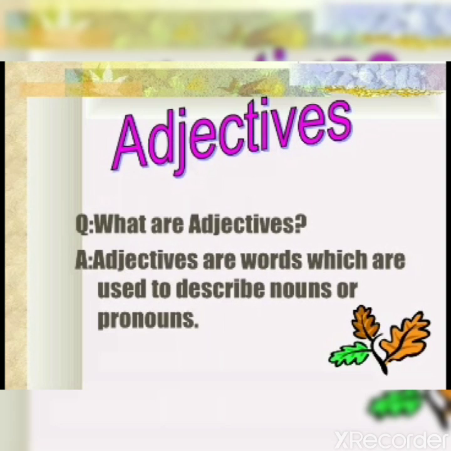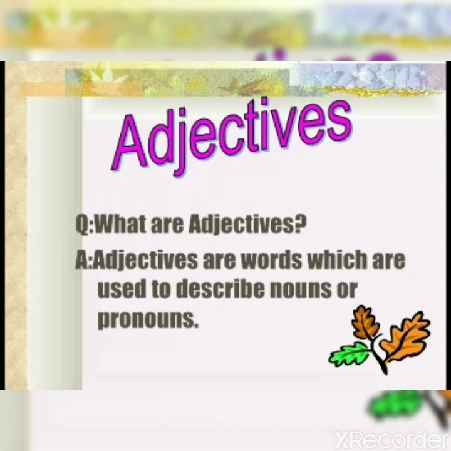Let us take an example. She wore a beautiful dress. In this sentence, dress is our noun. And how are we describing that dress? How is the dress? It is beautiful. She wore a beautiful dress. How is the dress? The dress is beautiful. Here, beautiful is our adjective.